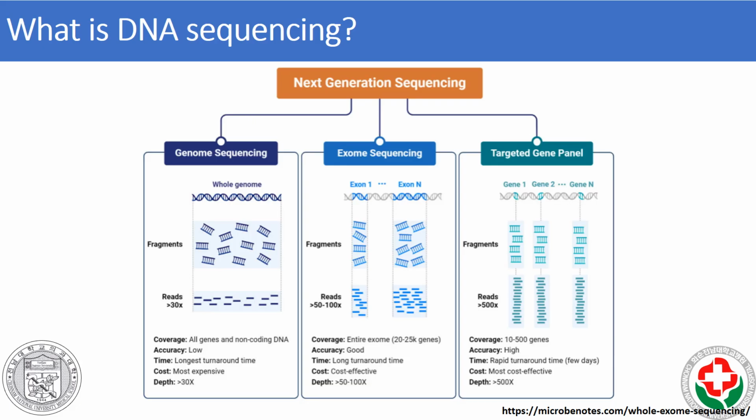There are 3 types of DNA sequencing: genome sequencing, exome sequencing, and targeted gene sequencing. Genome sequencing can cover all genes, whereas exome sequencing covers only the entire exome. Targeted gene sequencing covers only predefined gene sets. These methods have different accuracy, time, cost, and depth.